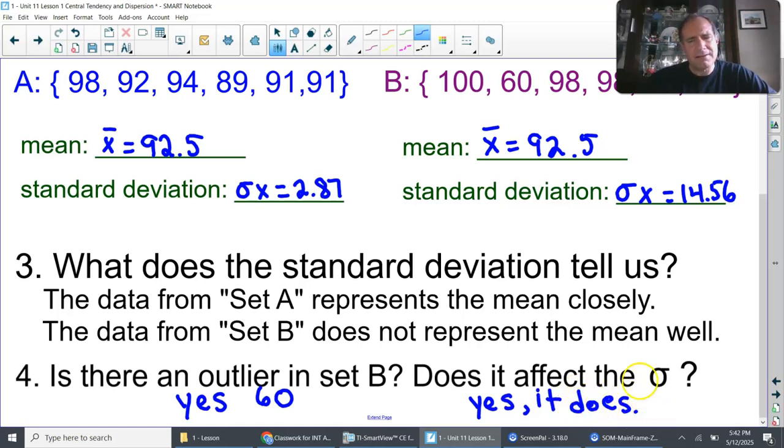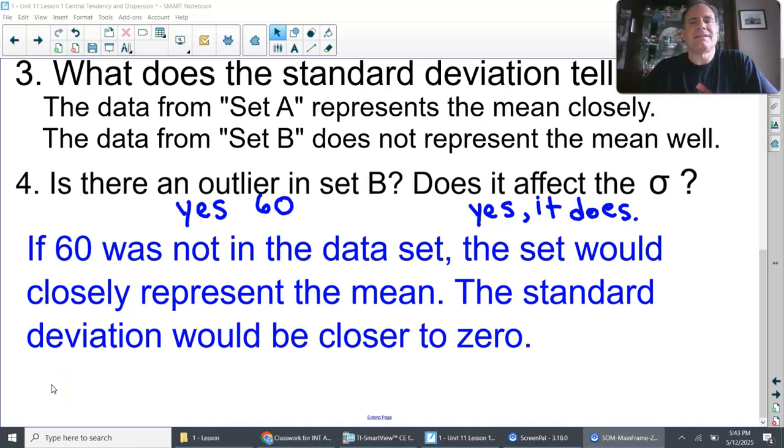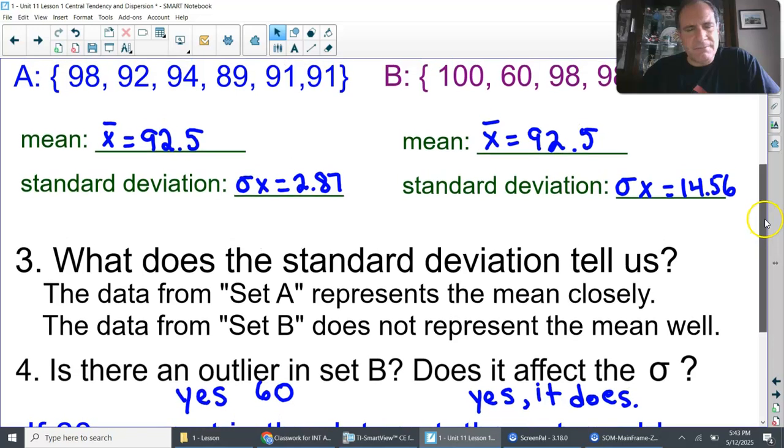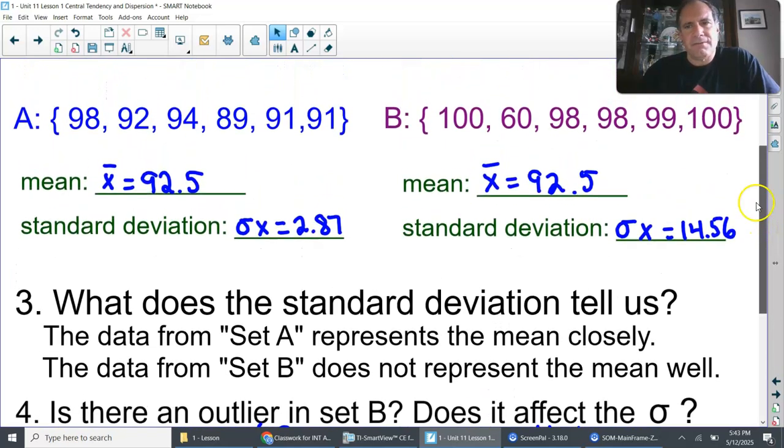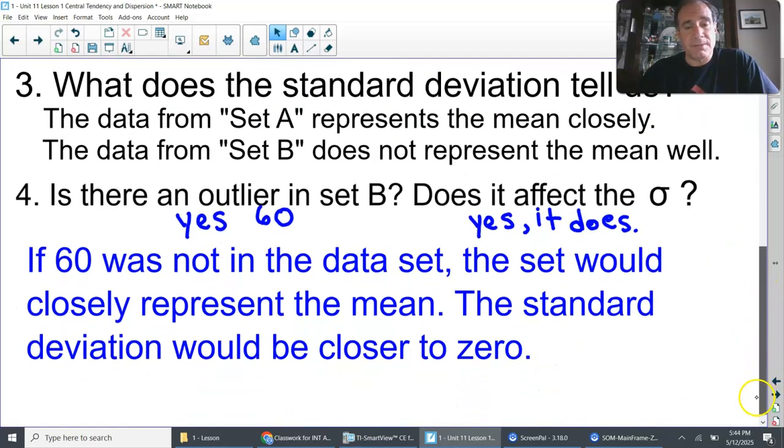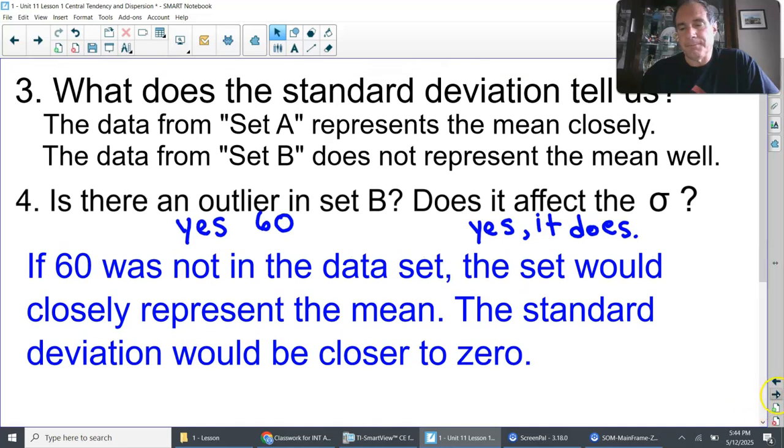Well, how does it affect the standard deviation? And I just put, if 60 was not in the data set, the set would closely represent the mean, that data set B. The standard deviation would definitely be closer to 0, right? If that 60 is gone, the mean would increase just a little bit, and the standard deviation would decrease down to close to 0. And it would definitely be more reliable. And that is it.